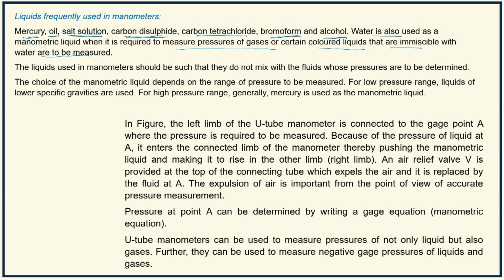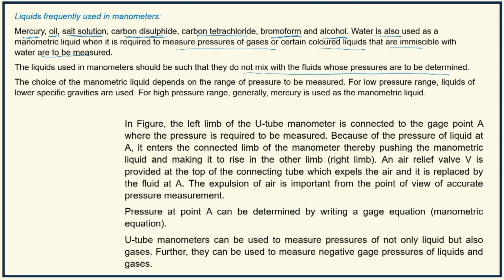The liquids used in manometers should be such that they do not mix with the fluids whose pressures are to be determined. Suppose you have a liquid flowing in a pipeline and you want to measure the pressure at a point in the pipeline. The manometric liquid and the liquid flowing in the pipeline should not mix with each other. They must be immiscible.